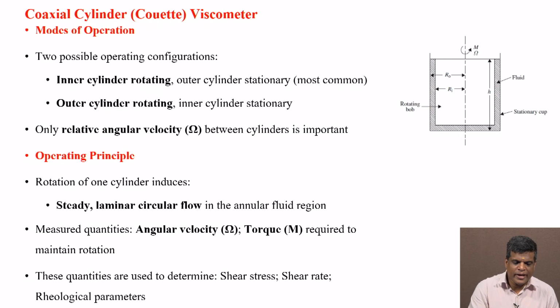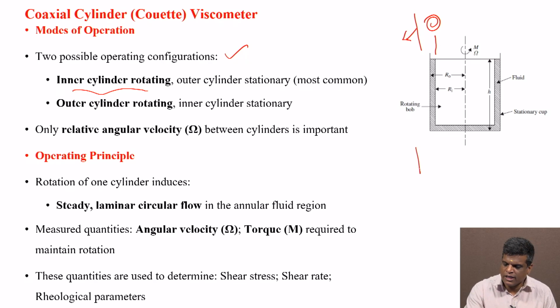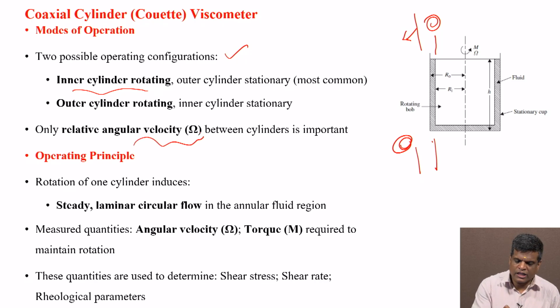So, what are the modes of operation? There are two ways. Either the inner cylinder is rotating but the outer one is fixed, or the outer cylinder is rotating and the inner cylinder is fixed. So there are two possible operating conditions here. One is the angular velocity, that is important here.